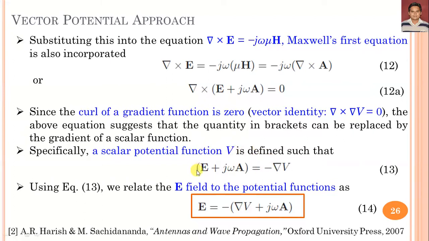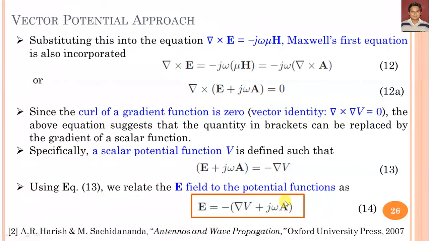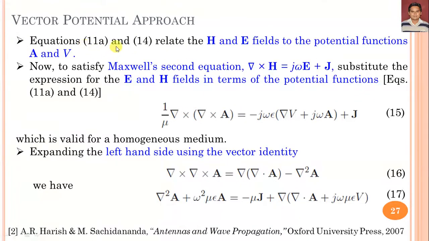By using equation 13, we can relate the electric field to the potential functions as E is equal to minus del V minus j omega A. This is the electric field equation that we have calculated by considering the Maxwell first equation and the solution of the magnetic field using the vector identity and the Maxwell equation del dot B equal to 0, through which we have calculated the value of the electric field. So equations 11a and 14 relate the H and E fields to the potential functions A and V.